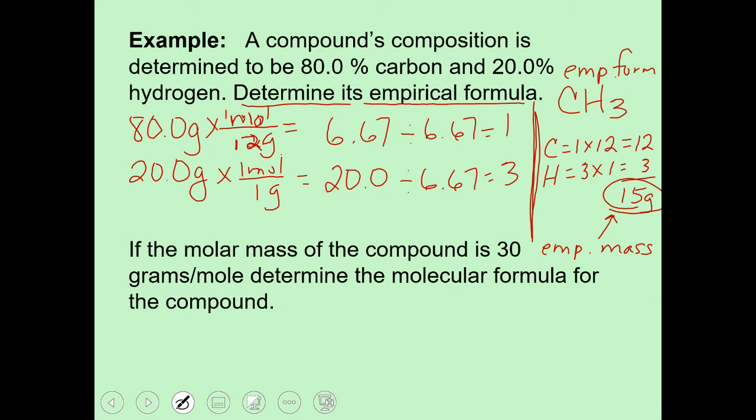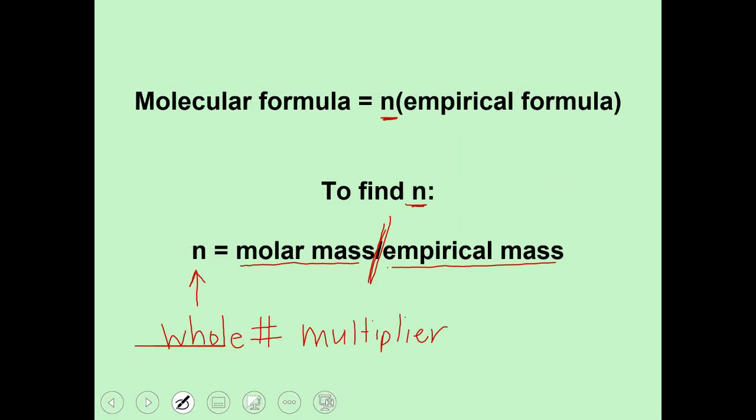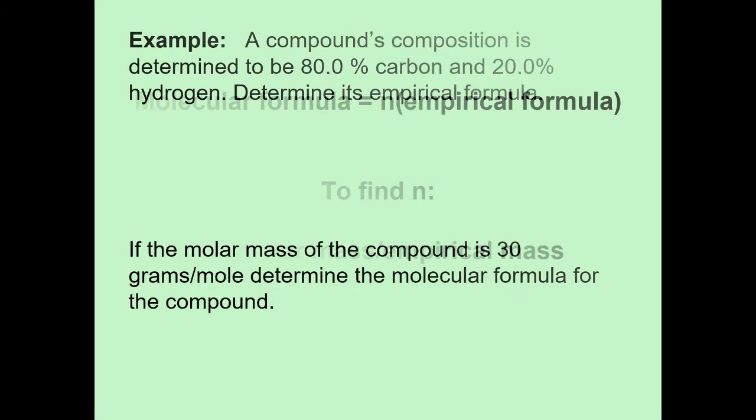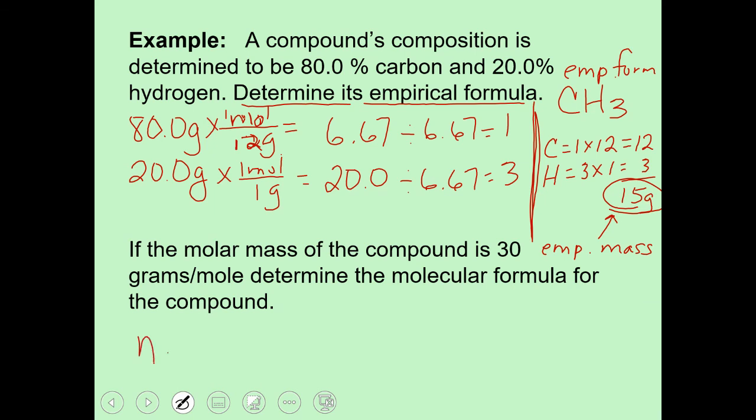So if the molar mass is 30 grams per mole, what's the molecular formula? So remember that to find the multiplier, you take the molar mass and you divide by the empirical mass, and you should get a whole number. So if you look here, the molar mass is given in the problem, and it's going to be given in the problem. There are ways to find it. We haven't gotten there yet, okay? So the molar mass is 30 grams per mole.